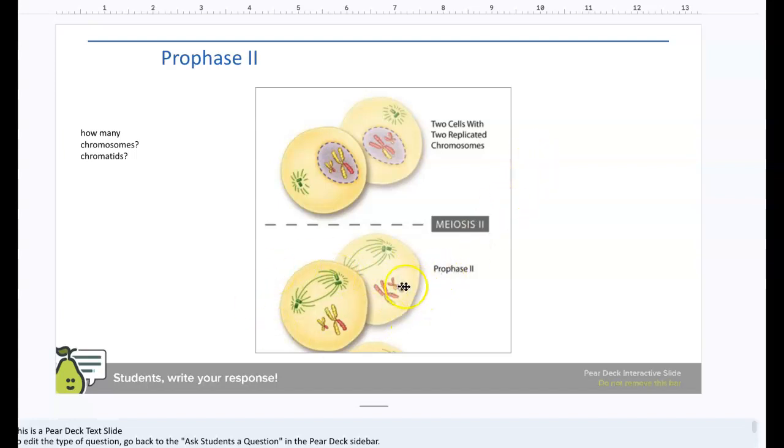So prophase 1, we have our cells that are set up. We have them that have been crossed over, so they're now genetically unique. And then you have to start asking yourself, how many chromosomes and how many chromatids do we have, right? And have a short conversation to see if you can figure out how many.